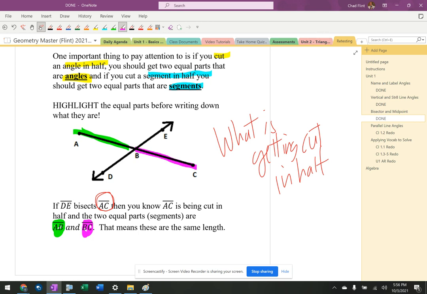I could set them equal. Maybe I already know what the numbers are. Maybe I have half in the whole thing, but whatever's going on, I have to make sure I pay attention to what is getting cut in half.